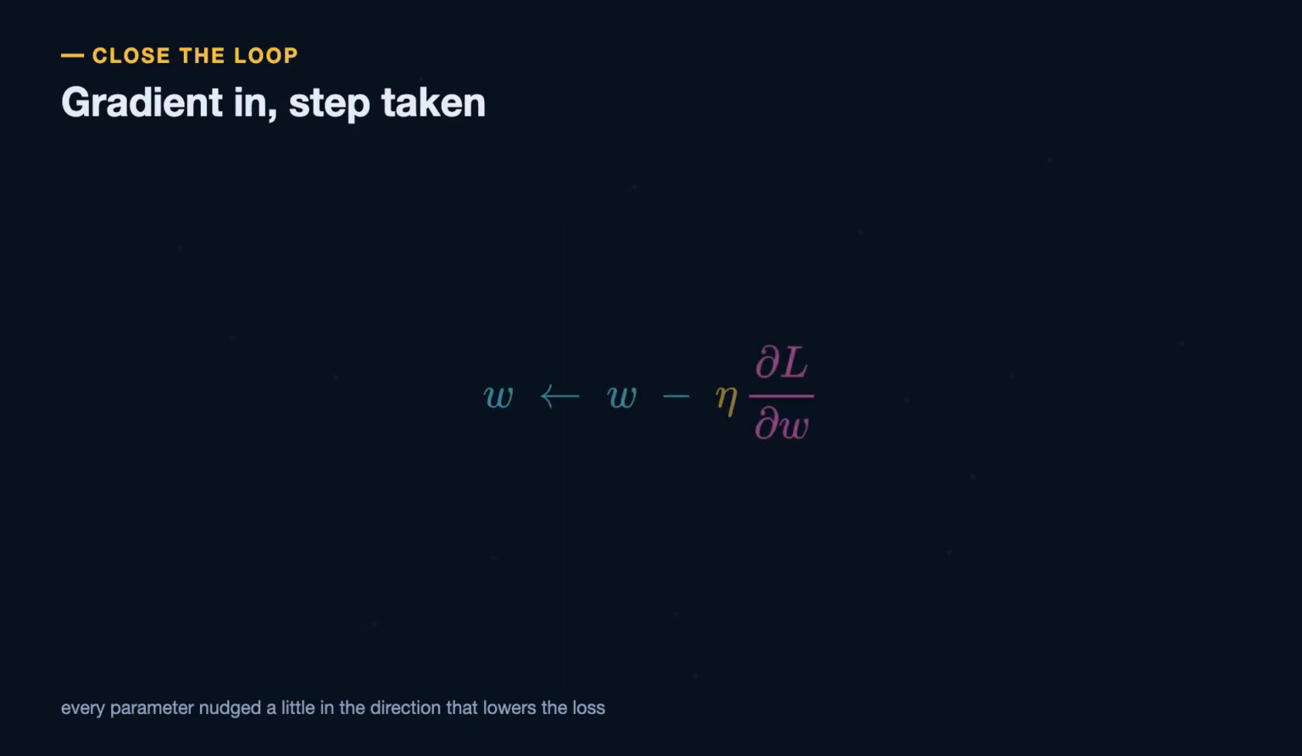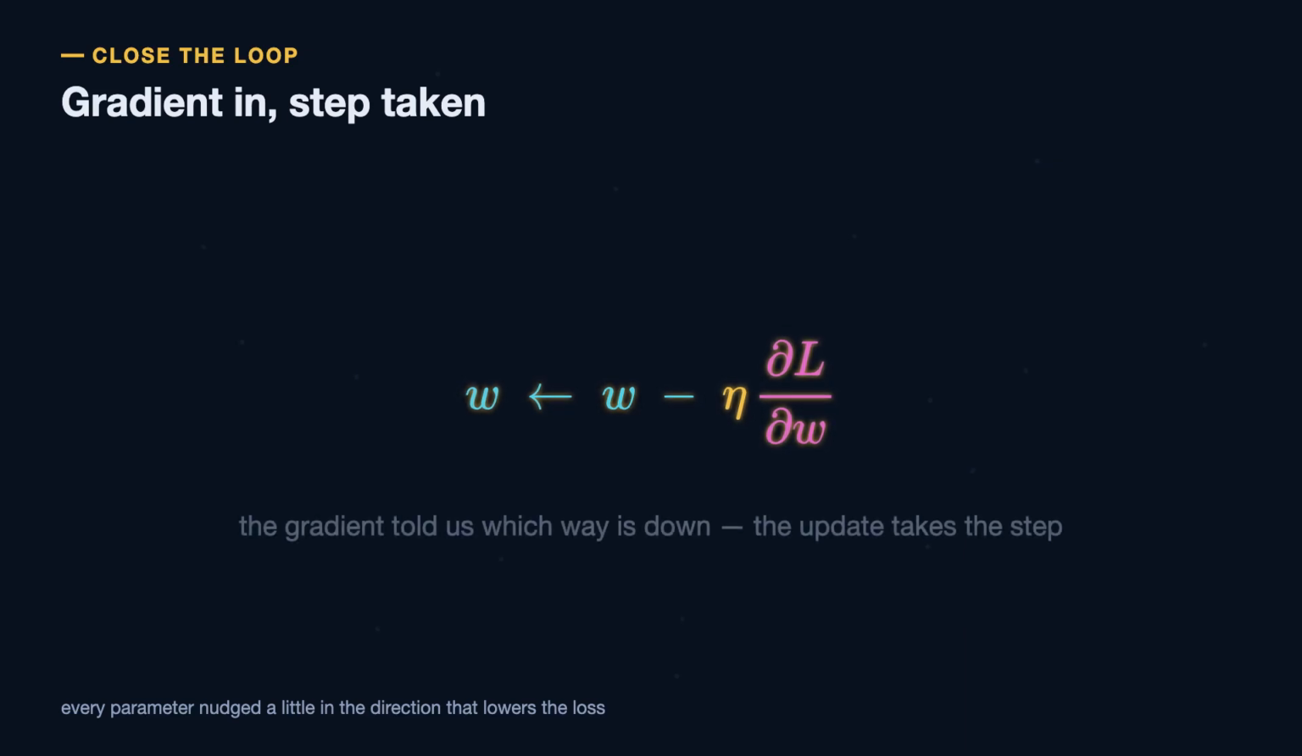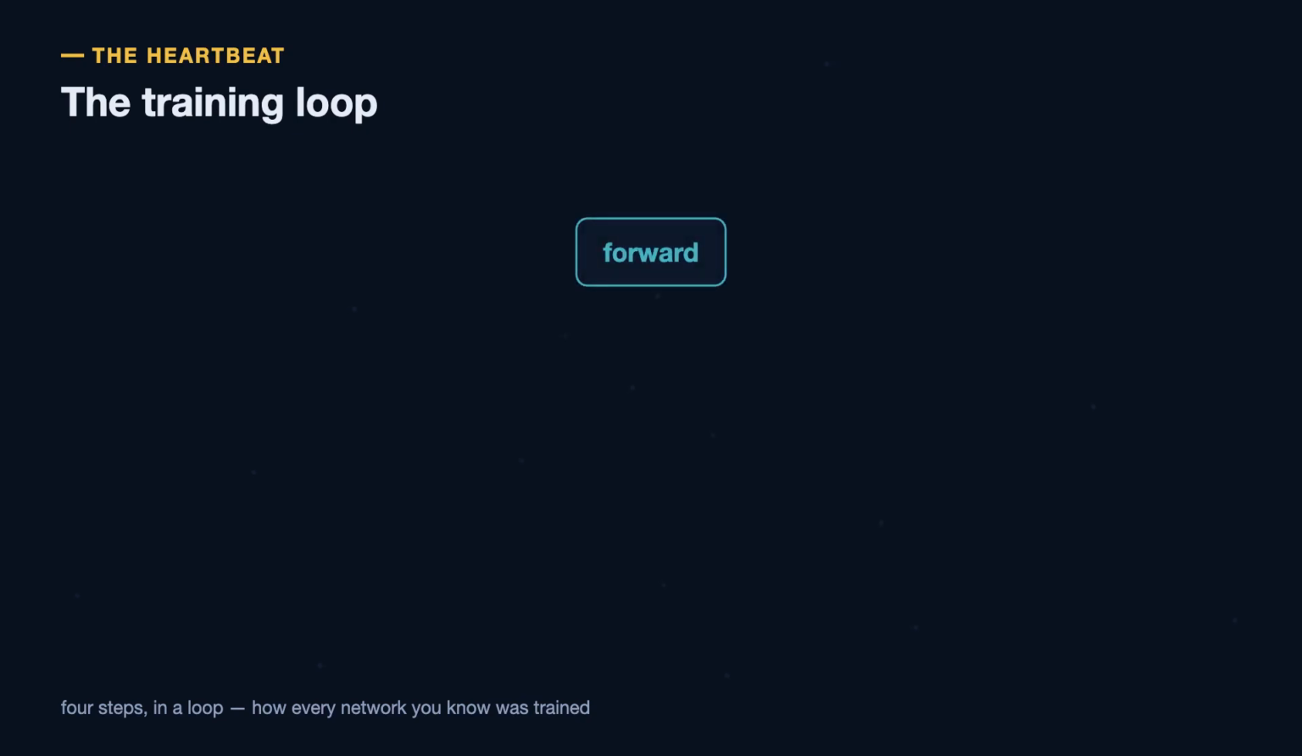With the gradient finally in hand, we close the loop we opened in Part 3. Feed each weight's gradient straight into the gradient descent rule. The weight becomes the weight minus the learning rate times its gradient. Every parameter in the network nudged just a little in the precise direction that lowers the loss. The gradient told us which way is down, the update takes the step. And this is the heartbeat of all deep learning.